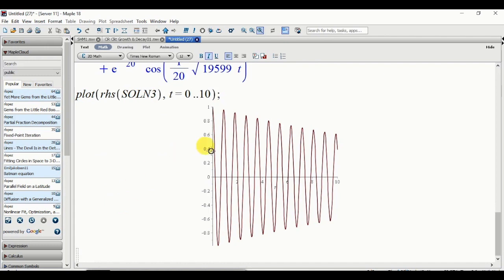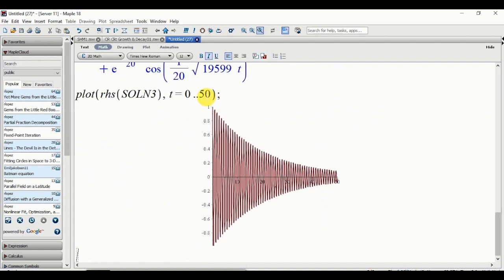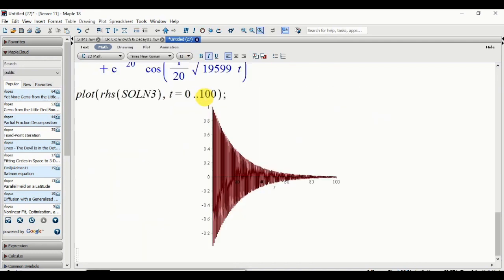Now I want to look at this up to 50 seconds, and this will show how the damped motion of a harmonic oscillator diminishes from amplitude 1 to some value. So here you can make a plot up to 100 seconds also and see how it diminishes.